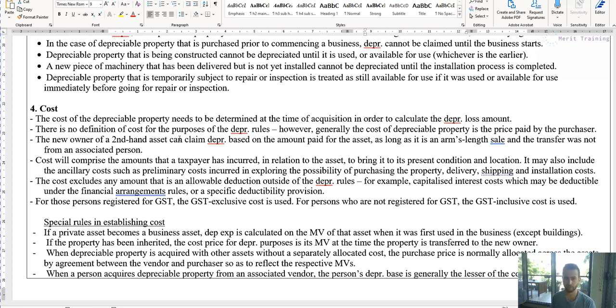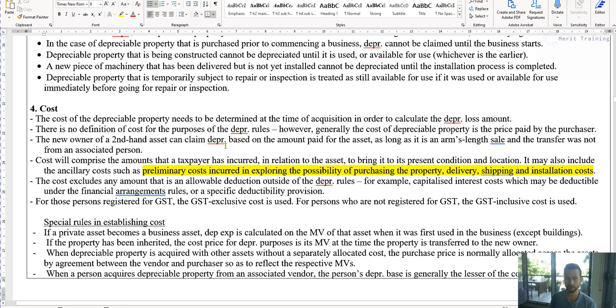Next, cost will comprise the amounts that a taxpayer has incurred in relation to the asset to bring it to its present condition and location. This is an important point. It may also include ancillary costs such as preliminary costs incurred in exploring the possibility of purchasing the property, delivery, shipping, and installation costs. So even though the asset costs 100 grand, if you spent 10 grand on a feasibility study, 1 grand on delivery, 2 grand on shipping, 5 grand on installation, you can include all of those costs into the initial cost base of the asset and depreciate them in aggregate.